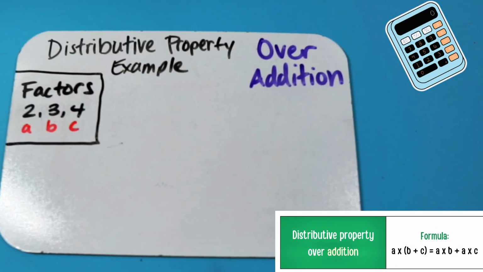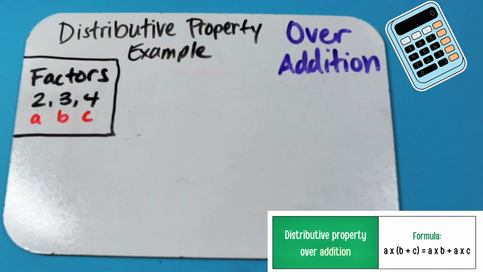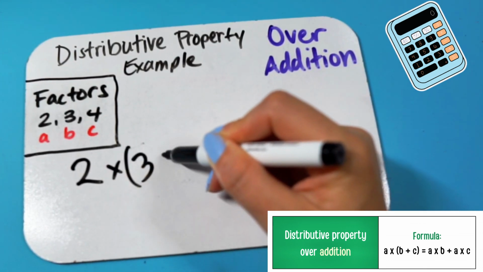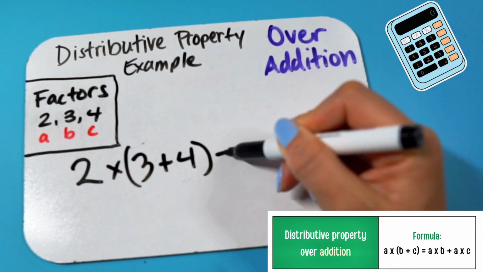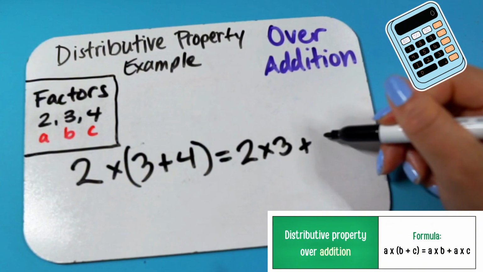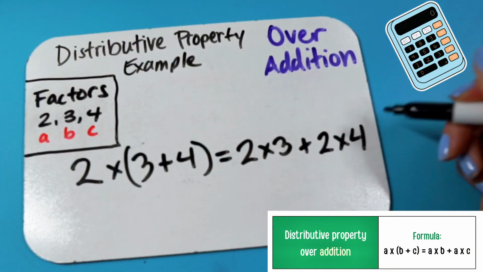For distributive property over addition, the formula will be A times (B plus C) will be equal to A times B plus A times C. So let's plug in our formula utilizing our factors. So 2 will be A, 3 will be B, and 4 will be C. Now let's plug it in to see how that works. Here we'll do 2 times (3 plus 4) is equal to 2 times 3 plus 2 times 4.